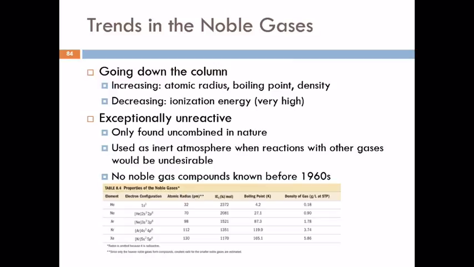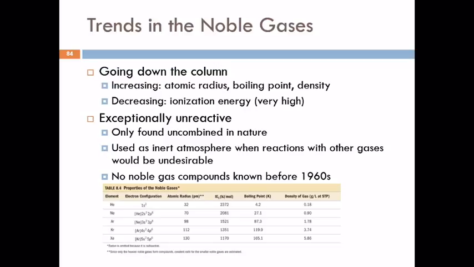Noble gases have some trends as well. Atomic radius increases as we go down. Boiling point also increases, density increases. Their ionization energies are just really, really high. So even though it decreases a little bit as you go down, it's still crazy high. They are only found uncombined in nature. We use them to create an inert atmosphere for things that are very reactive.